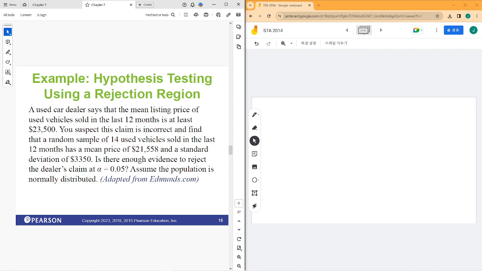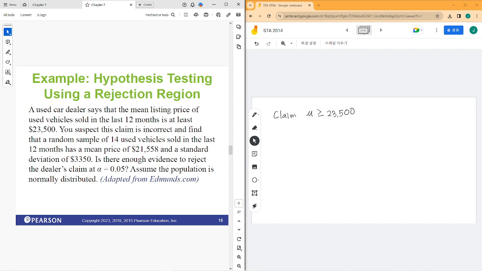This scenario is for a used car dealer, and he claims that the mean listing price of the last 12 months is at least $23,500. So we have the claim, which is mu is greater than or equal to $23,500. So this includes the equal condition.